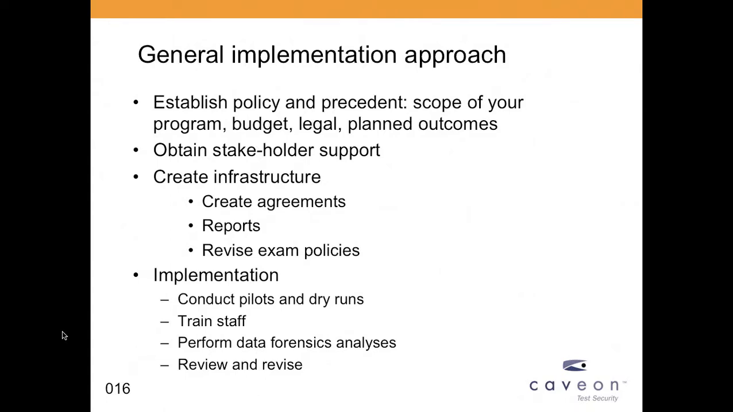So at that point, you should have sort of a high-level plan that you can take to your stakeholders for their support. And I'm going to get more into stakeholder support here in a little bit. But one thing that you want to do is have a plan, a budget, and then kind of a promise to your stakeholders about what you're going to do with these reports once you get them. And then once you have your stakeholder support, you can begin to create the infrastructure. If you haven't already talked to your legal team, you might do it at this point. You'll want to get the right agreements in place.